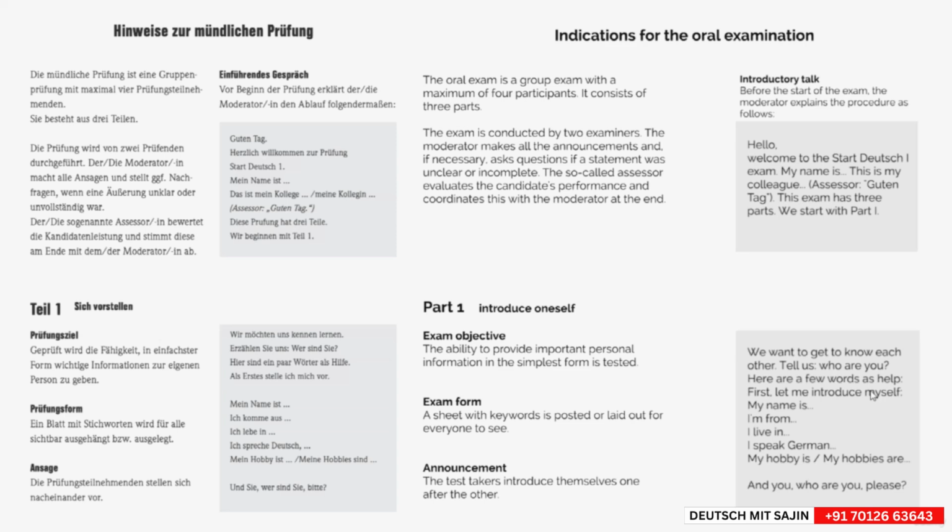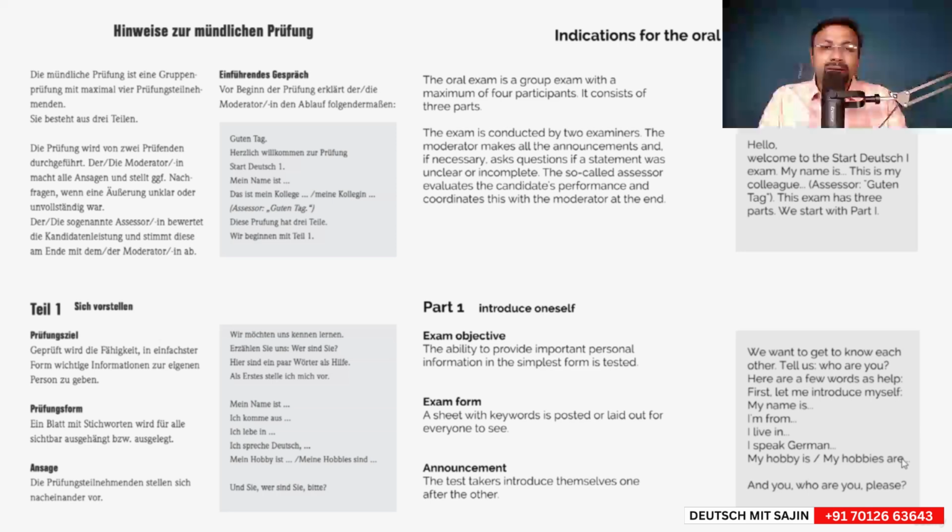So you already know what it is going to look like and how you have to introduce yourself, but you will also learn it here. So my name is, I am from, I live in, I speak German, the language is, my hobby is, or my hobbies are. And then they will ask you, and you, who are you, please? Okay, of course, in German, and then you can start to introduce yourself, or maybe somebody else will be picked. But you will have to do it anyway. So here, this is the sheet that you will see in front of you.